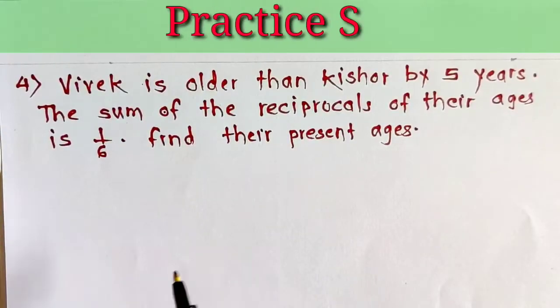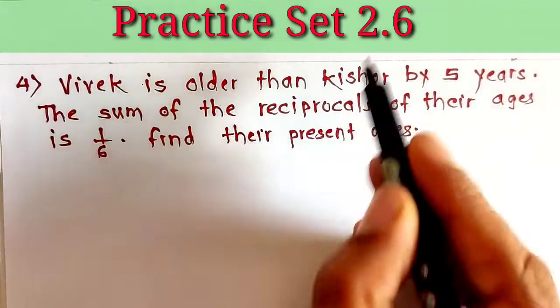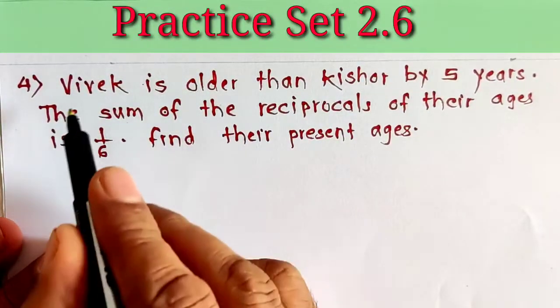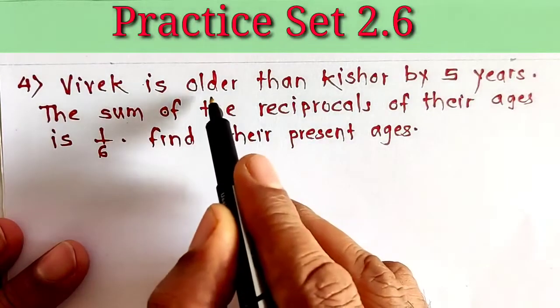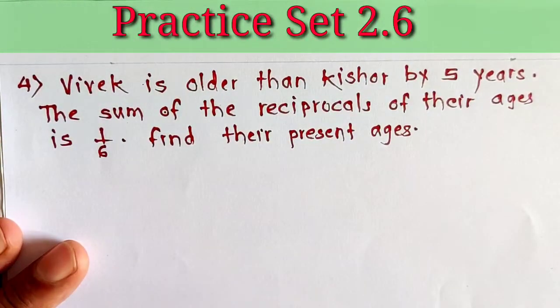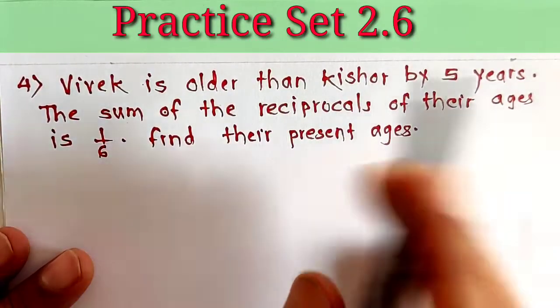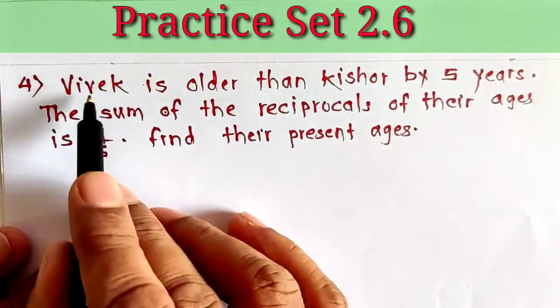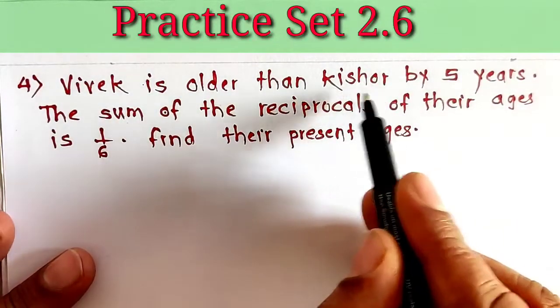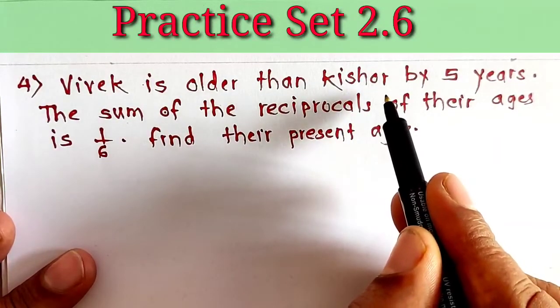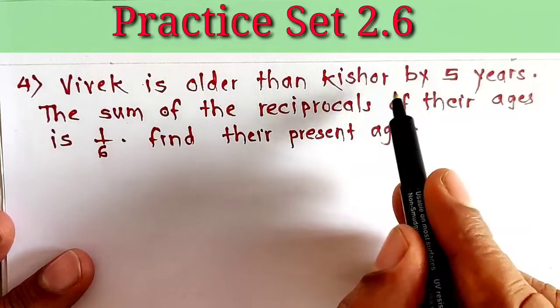Here is the next sum, the fourth sum from practice set 2.6. Read that sum carefully. Vivek is older. Older means plus and younger means minus. So Vivek is older; older means bada and younger means chota. Vivek is older than Kishore. Than Kishore. So we have to let the value x.